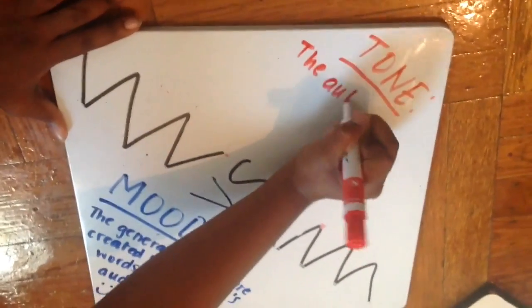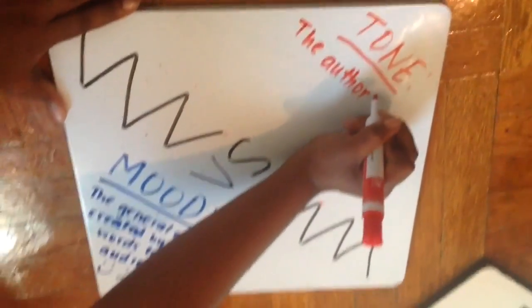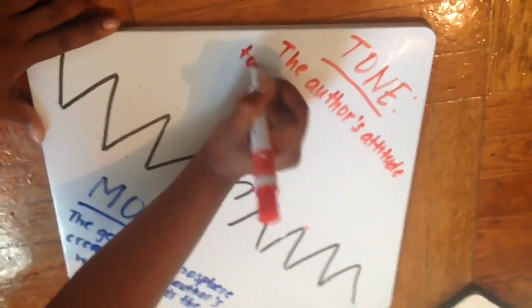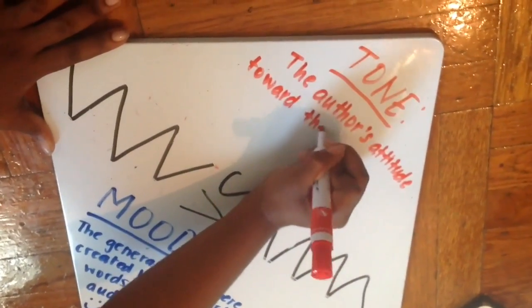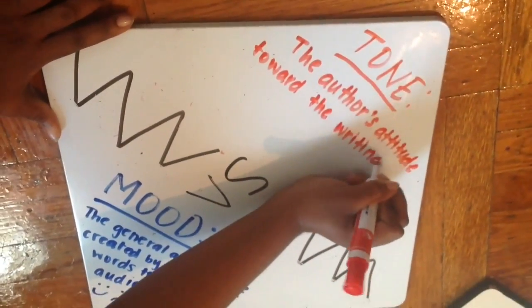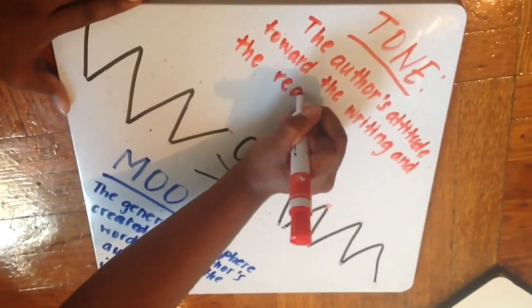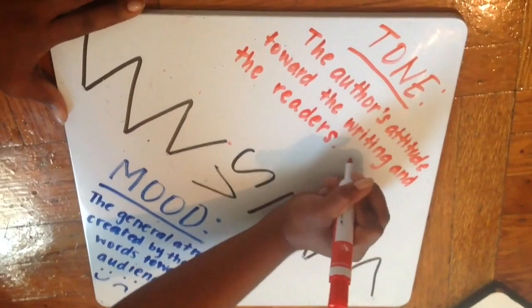So on the other hand, we have tone. Tone is the author's attitude towards the writing and the readers. So basically, it's how the author portrays his ideas through his writing.